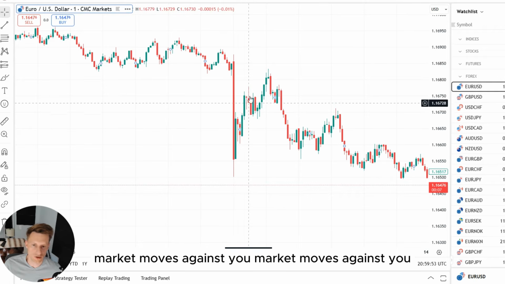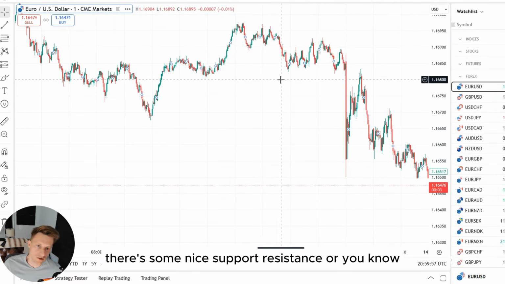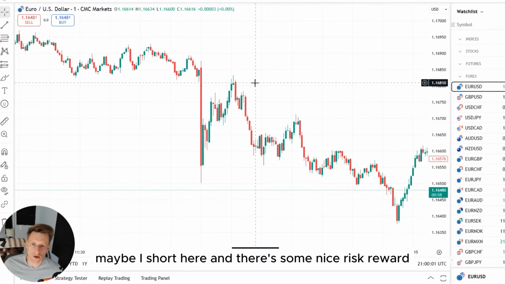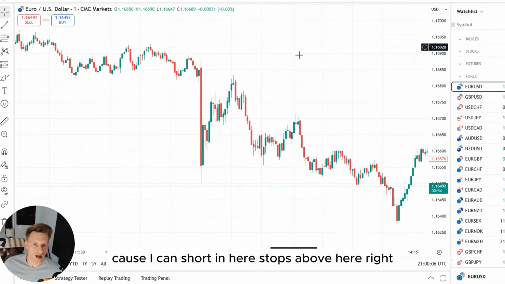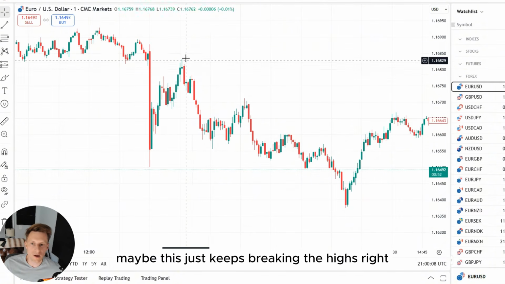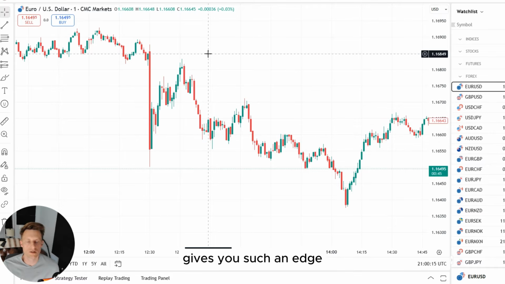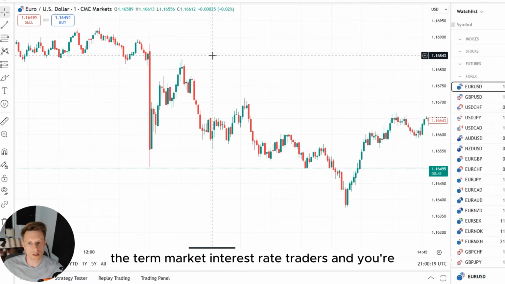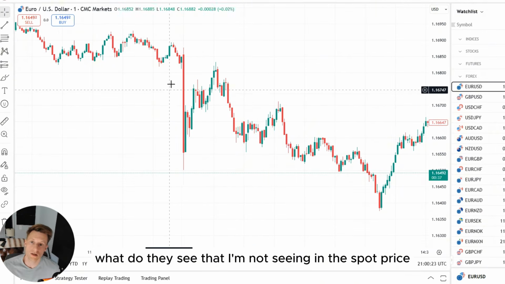Market moves against you, market moves against you, market moves against you. And here you're thinking, well, there's some nice support resistance, or resistance band up here. Maybe I short here and there's some nice risk reward because I can short in here, stops above here, right? But maybe this just keeps breaking the highs, right? What do you do? So at this point, really having another professional tool gives you such an edge because you're able to look at another market, the STIR market, interest rate traders, and you're saying, what do they see that I'm not seeing in the spot price?